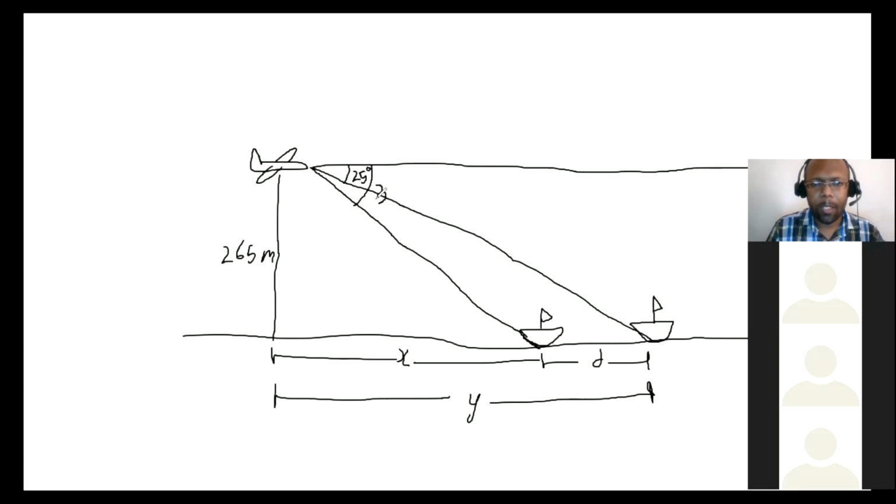And the boat that's closer actually gets a bigger angle. Does that make sense? When something's much further away from you, the angle of depression would be much smaller. You could look down at your feet and imagine that angle of depression. It's very big, almost 90 degrees. But if you look at something in the distance, your angle of depression will be a lot smaller. Okay, so let's keep going.